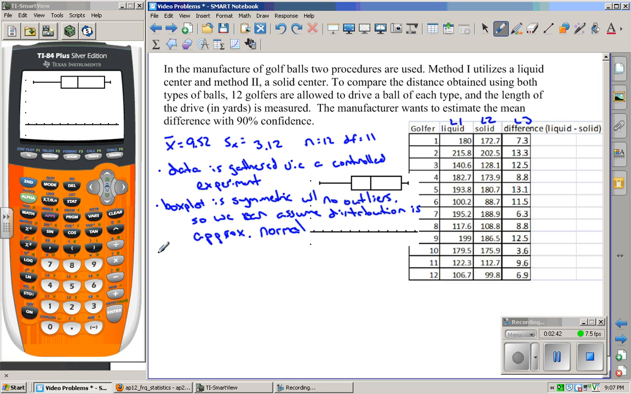Okay, and then finally sigma is unknown. Based on those three conditions, we are going to perform a one-sample T interval, matched pairs edition.